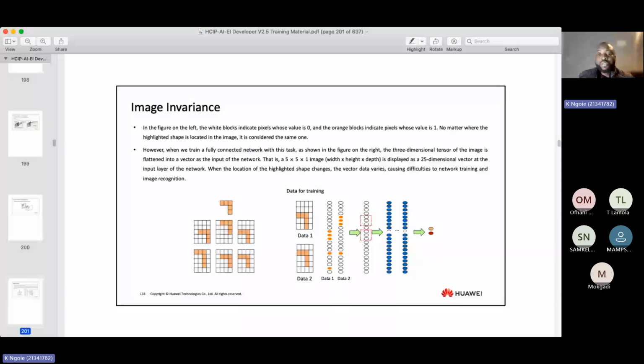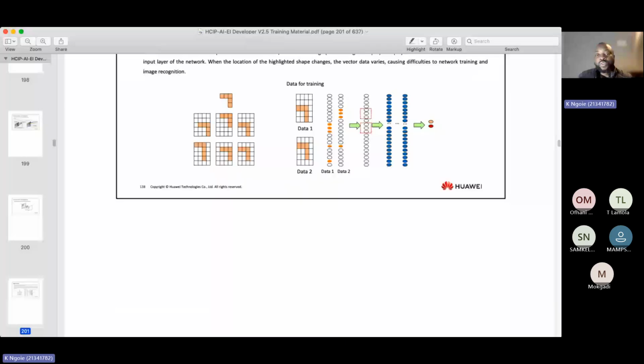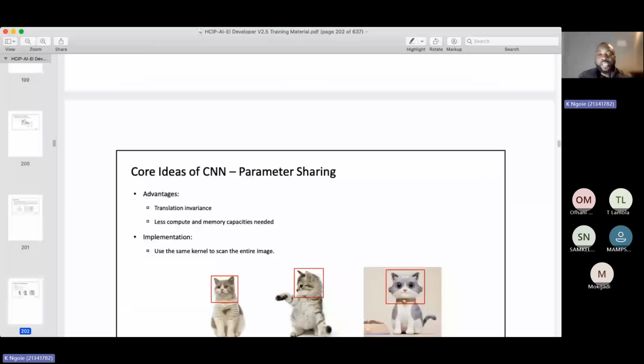So if this is the image that we have, let's say this was you writing number 7, and number 7 is written at the bottom of the page in one, and in the middle in the other. The machine is still going to take each pixel and map it to get to a point where you're still going to get the same output. So that is one of the advantages of CNN, the accuracy it has, you understand?